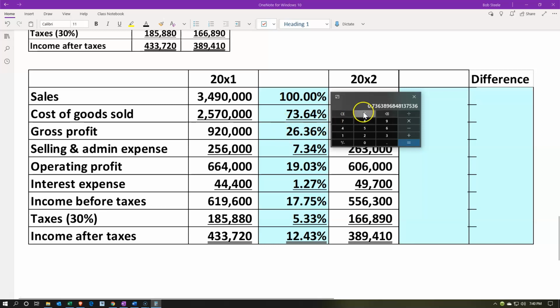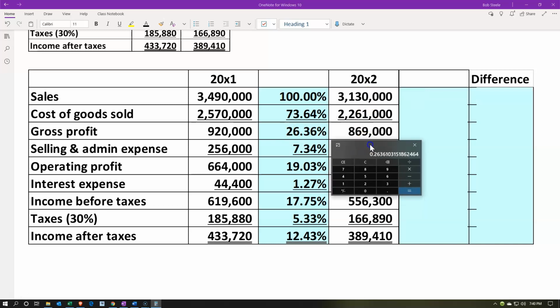of gross profit. So we could, of course, compare gross profit, which would be the gross profit margin, which is going to be the 920,000 divided by the sales, 3,490,000. That's going to give, if we move it over, about 26.36.